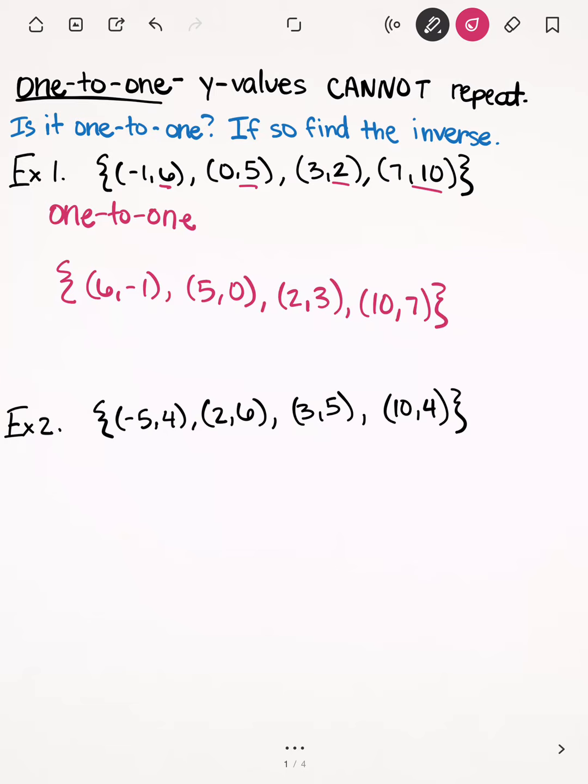Looking at example 2, my y values are 4, 6, 5, 4. So I see that my 4 values repeat, which means this is not one-to-one. So we do not have to find the inverse if it's not one-to-one in this case.